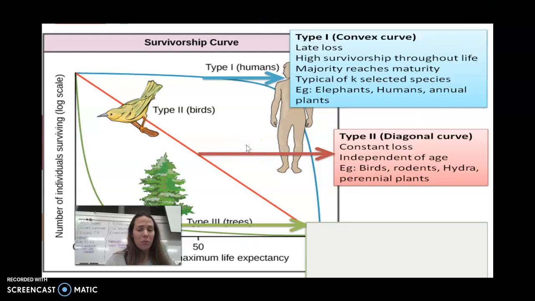Let's go to type 2. Okay, and if you need to pause, go ahead and pause when you need to. Type 2 is a little different. Type 2 is a diagonal. And notice it just goes straight down the middle. This is a little different because it's called a constant loss.